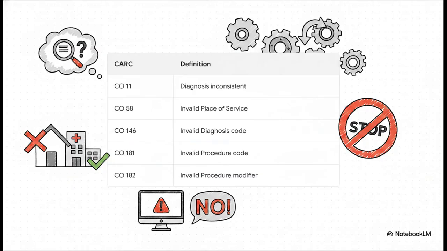Here's our core hit list of denial codes. I definitely recommend keeping these handy because these are the exact clues you'll encounter when an edit denial stops a claim right in its tracks. Notice CO11, that's the classic diagnosis inconsistent with the procedure error. Then we've got CO58, which tells us the treatment happened in an invalid place of service, or POS. And rounding out the list, we have CO146, 181, and 182. All of these point to codes or modifiers being outright invalid for the specific date of service reported. It's basically the system's way of saying, hey, something here just doesn't belong.